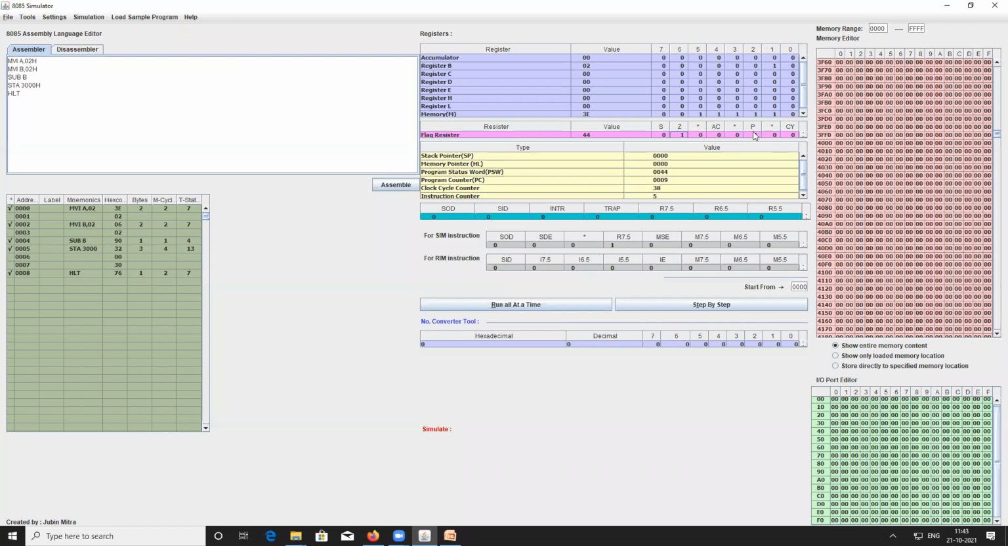The parity flag is 1 here. You understood where the zero flag will be generated? This is where the zero flag will be generated. Then go to the last.